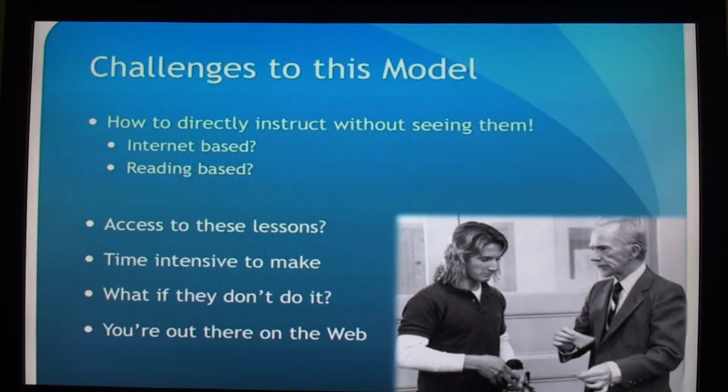Also, how do kids access these lessons? While many kids do have access to the internet at home, many don't. Many have spotty connections. So we can't completely say, you know what, our entire curriculum is on YouTube, kids, go get it. There's a lot of kids that don't have regular access to that, so we can't rely on that. That is not equitable, and that becomes an issue.